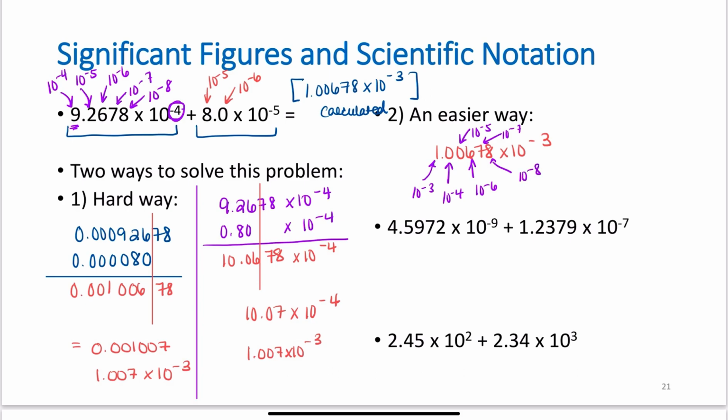But I look at my numbers, I look at my two possibilities. One number is precise to the 10 to the minus 8 position. One number is precise to the 10 to the minus 6 position. That means my final answer can only be precise to the 10 to the minus 6 position. Anything past that has to be rounded. So I've got 1.00678. I'm going to cut the number right here, times 10 to the negative third, which gives me 1.007 times 10 to the negative third, which again matches everything I've seen in all the other ways I have done this question.